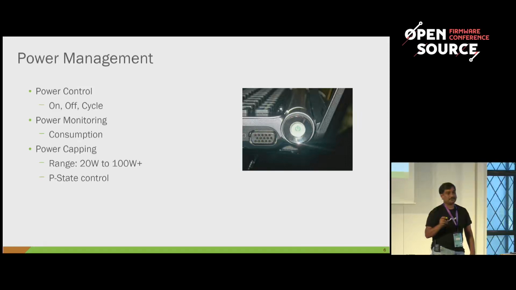And the other thing is that modern CPUs can operate at a wide range of power. They can start at 20 watts with less performance, all the way to 100 watts, and in some cases beyond that. So we have the ability to tune that power based on the workload. This is another feature that we would like to have remotely.